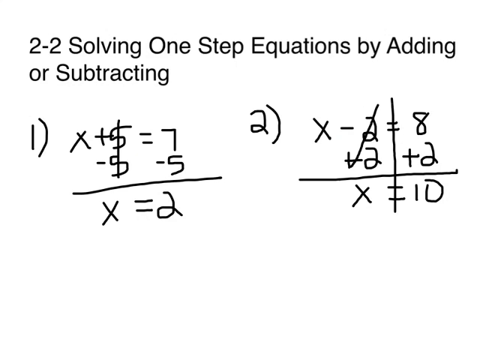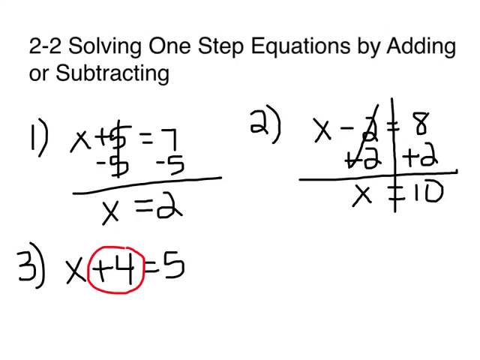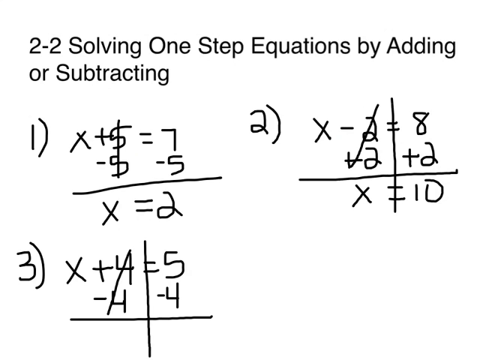In example 3, we have x plus 4 equals 5. To isolate our variable of x, we'll have to undo this addition of plus 4. So we'll be subtracting 4 on both sides of our equal sign. A positive 4 and a negative 4 cross off. That adds up to 0, and we're left with x equals 5 minus 4 on the right side, or 1.